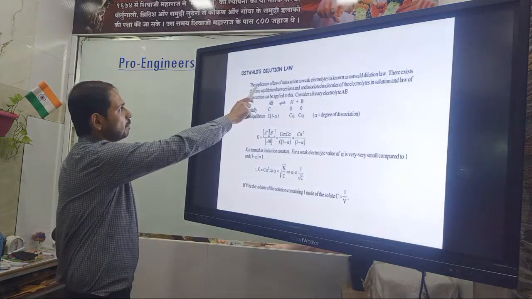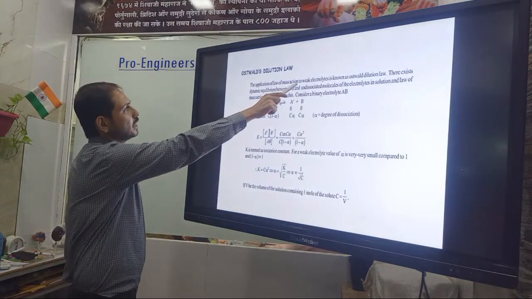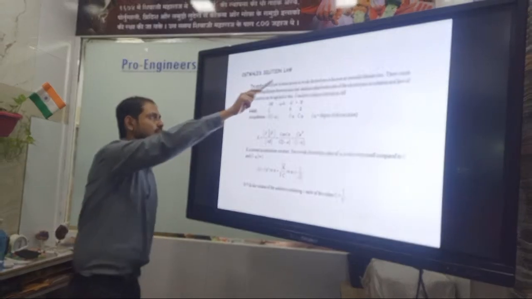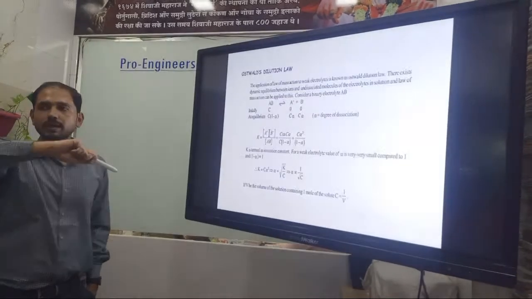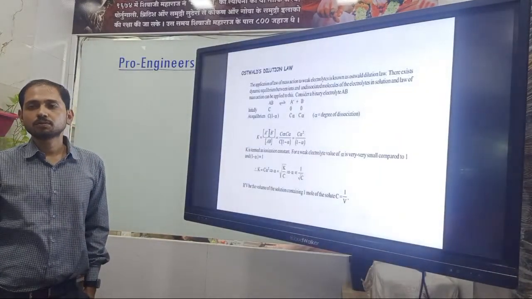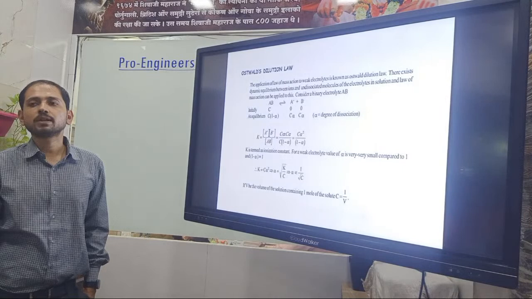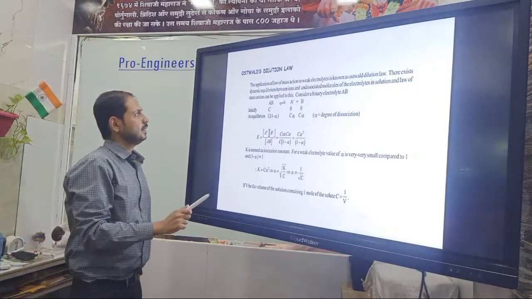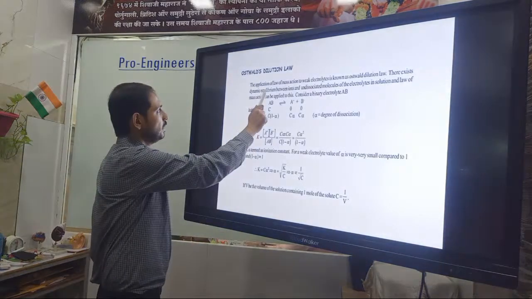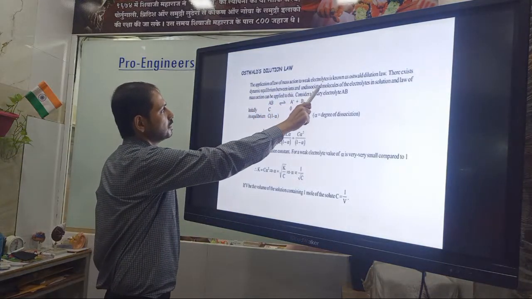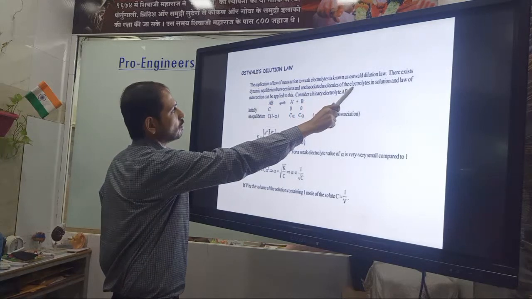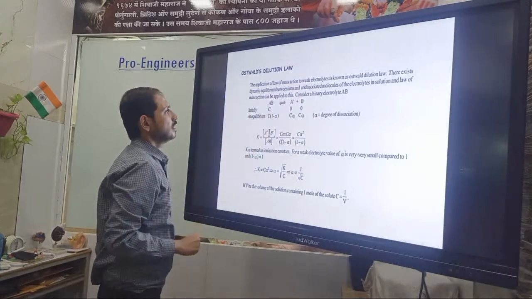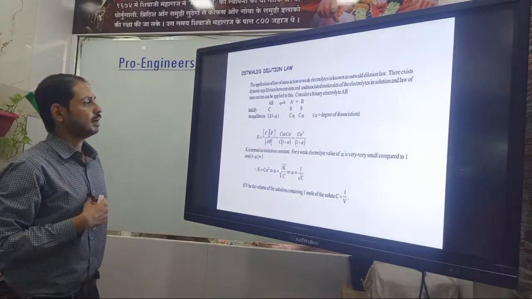So you can see the application of this mass action law to weak electrolyte is known as Ostwald dilution law. So whenever we talk about Ostwald dilution law, it should be clear to you that we are going to talk about weak electrolyte, not strong electrolyte. Now there is a dynamic equilibrium existing between the undissociated molecules of the electrolyte and its ions in the solution, and the law of mass action can be applied.